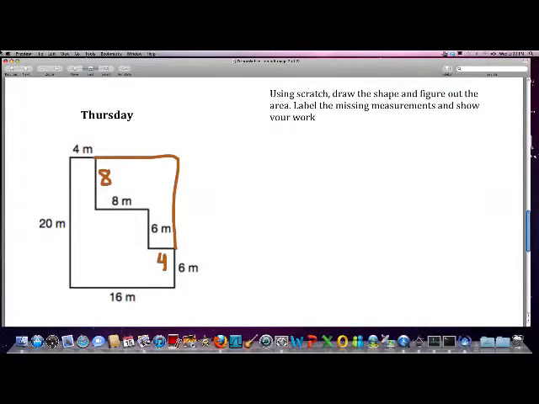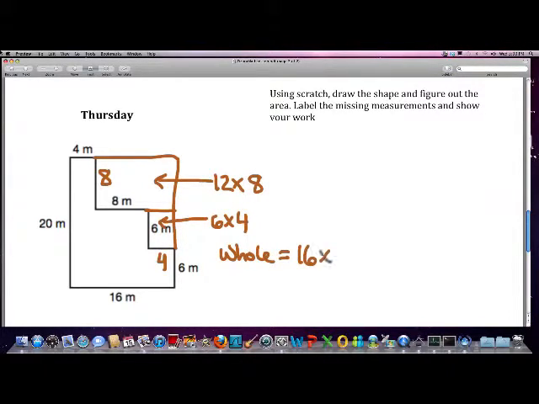Again, I found those measurements to be 8 and 4. I'm using that from the previous way, but this time I'm going to make a big rectangle, and I'm going to take the big rectangle and subtract off these 2 little rectangles. So the smaller one is a 6 times 4, and the bigger one is a 12 times 8. And the whole big rectangle is 16 times 20, which is 320.